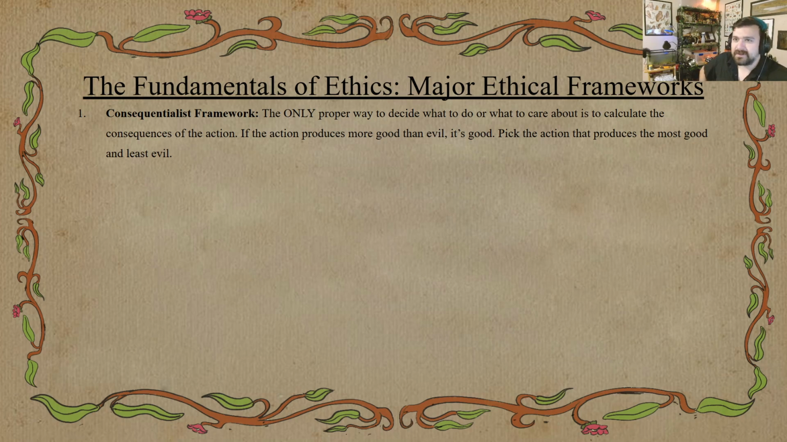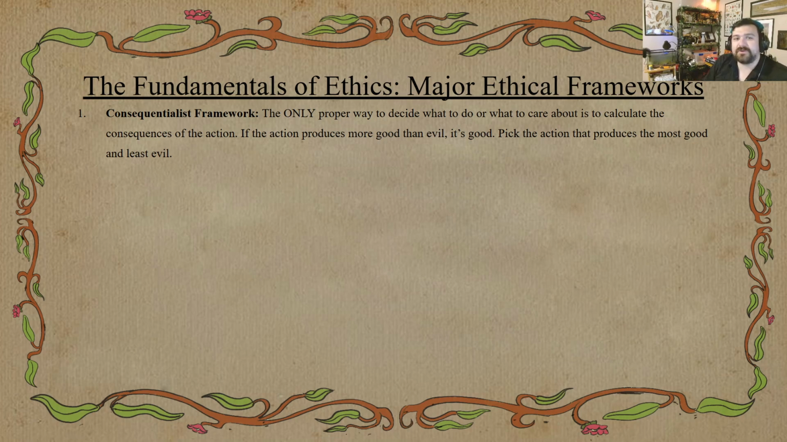This is, I think, the most intuitively plausible to modern people. But the consequentialist framework basically says, here's how you decide something. The only good way to decide what to do or what to care about is to do a pro-con list. Calculate the consequences of the action. The only thing that matters for the consequentialist framework is the consequences of your action, hence why it's called consequentialism, right? You put on these glasses, the consequentialist glasses, and suddenly everything is filtered out except for the consequences of your action. If the action produces more good than evil, it's good.